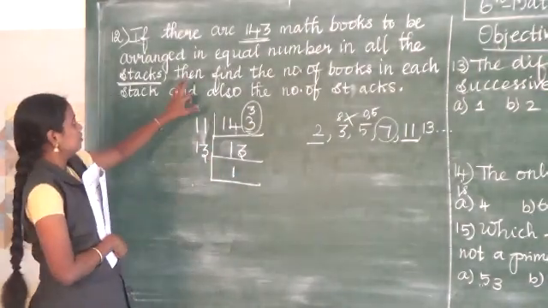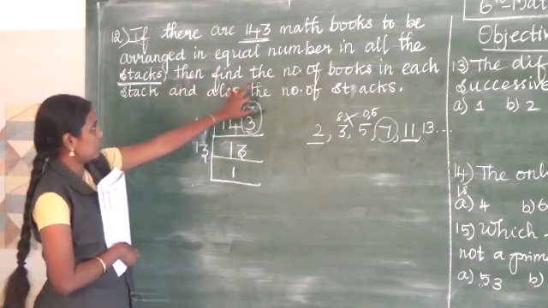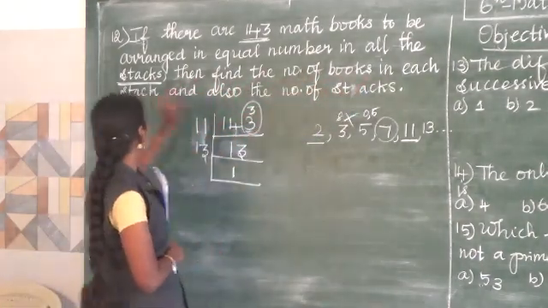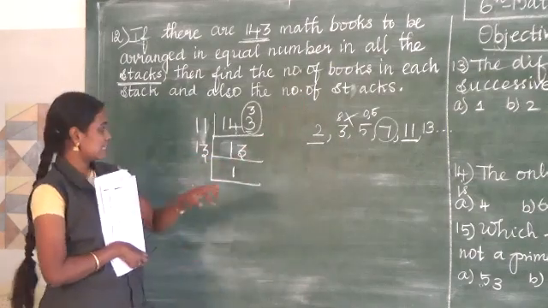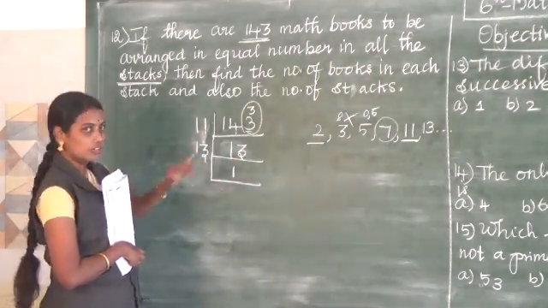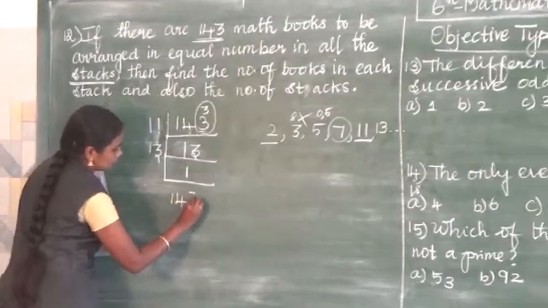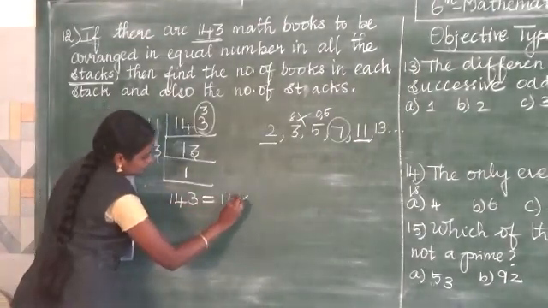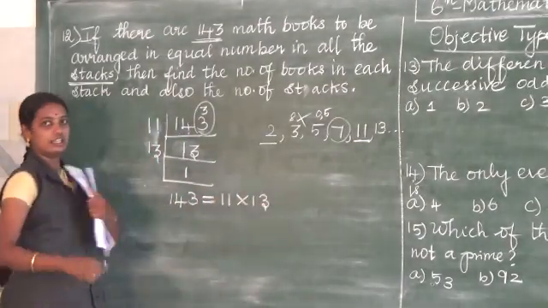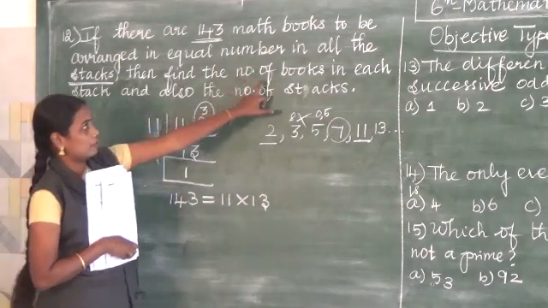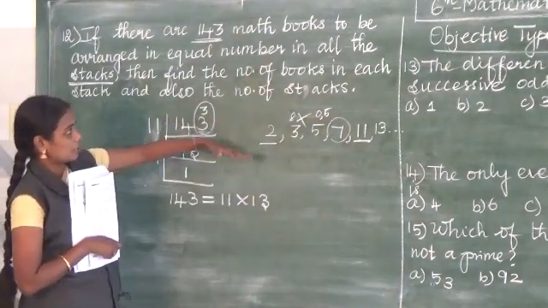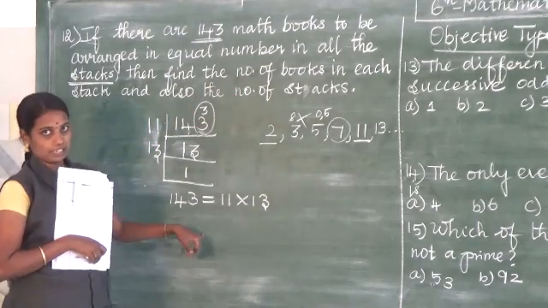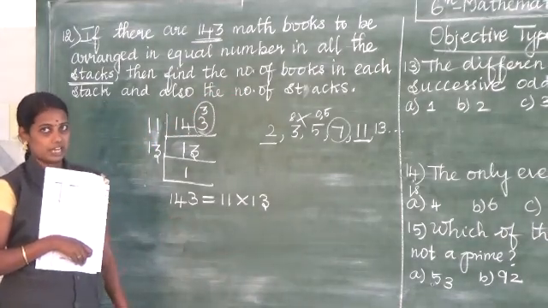So the question is to find the number of books in each stack and also the number of stacks. So the stacks will be 11 into 13. Here the number of books in each stack is 11, and also the number of stacks is 13. 11 into 13, it will be arranged.